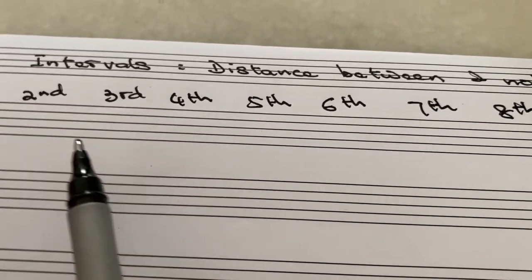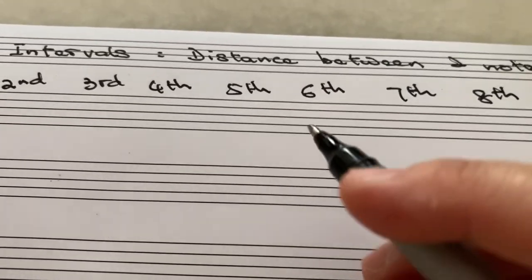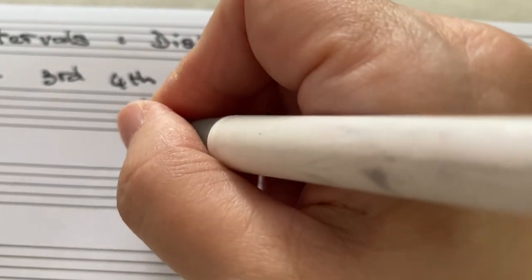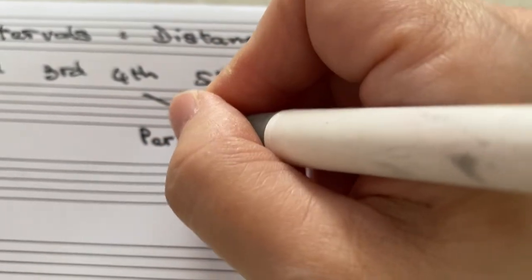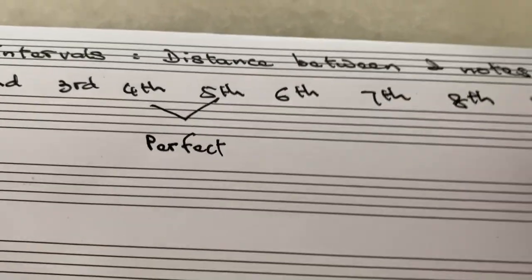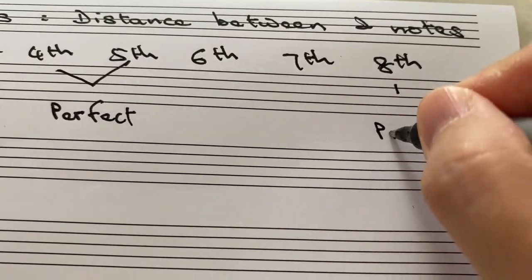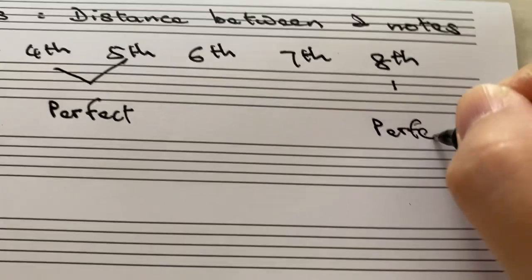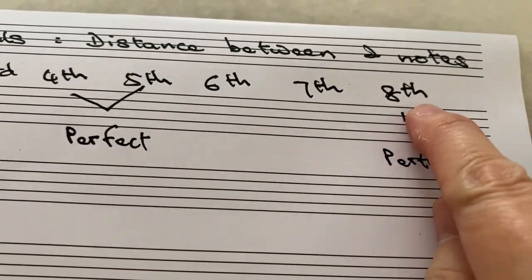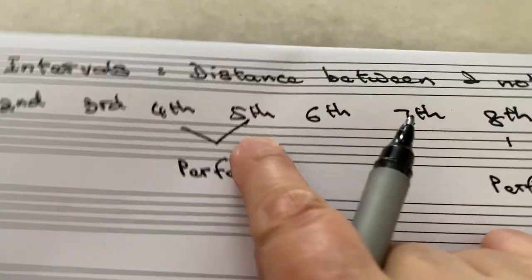Now, before each number, we have to describe the quality of the interval. A quick way to remember is that fourth and fifth are always perfect. For now we learn it as that. And the eighth, the octave, is also perfect. So we don't have major or minor eighth. It's just perfect eighth, perfect fourth, perfect fifth.